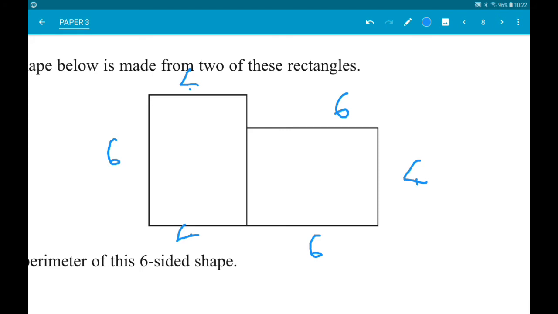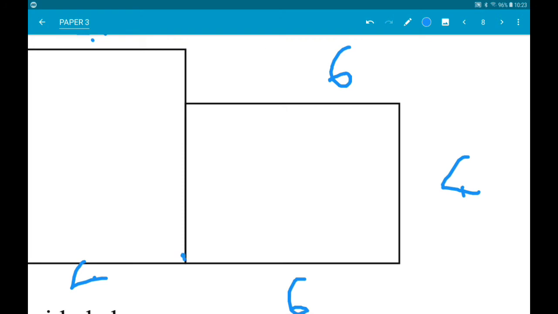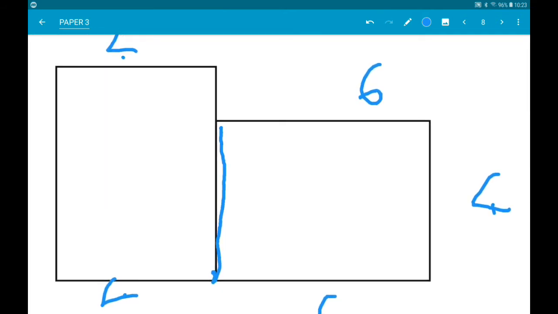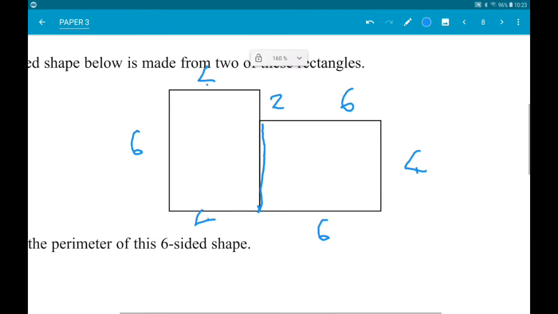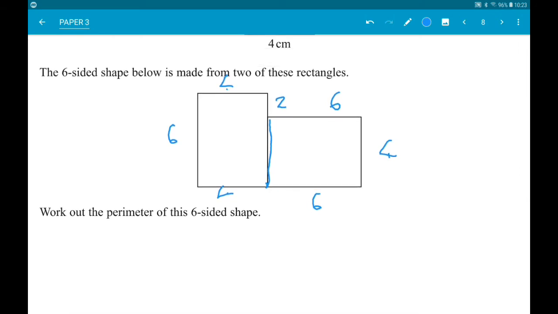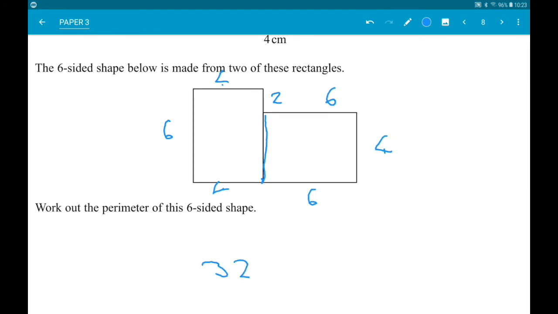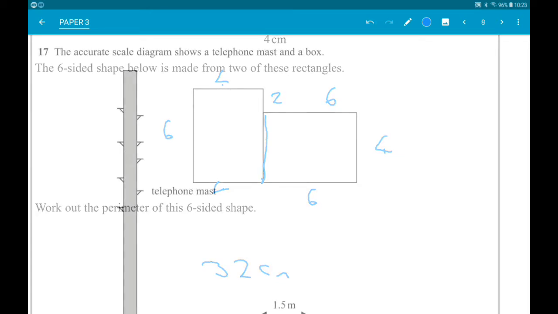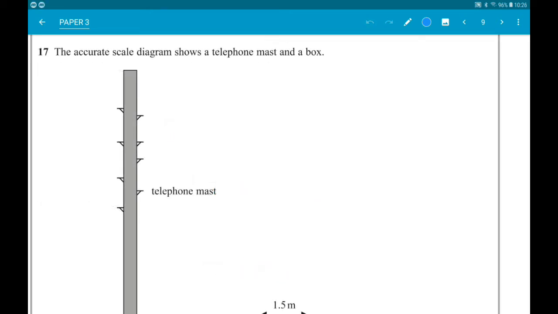Now what about this little length? Well, we know this bit is 4, and we know the total height of the rectangle is 6, so this little bit here has to be 2. So if we add all of those together, 6 add 4 is 10, add 6 is 16, add 4 is 20, 26, add 2 is 28, add 4, we get 32 centimeters.